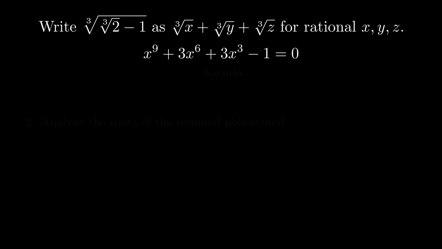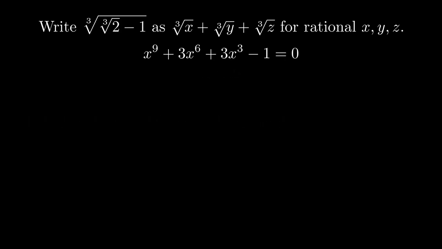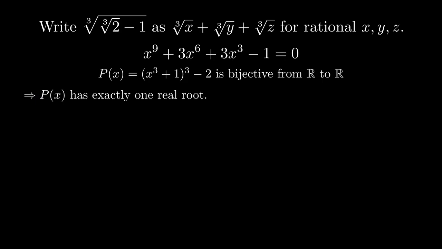Recall step 2. Analyze the roots of this minimal polynomial x to the 9th plus 3x to the 6th plus 3x cubed minus 1. I want to prove that it has exactly one real root, and to do so, I'll start with the bijective function x, and manipulate it in multiple ways that preserve bijectivity until we reach p of x. And therefore, every real value is hit exactly once. In particular, p has exactly one real root.